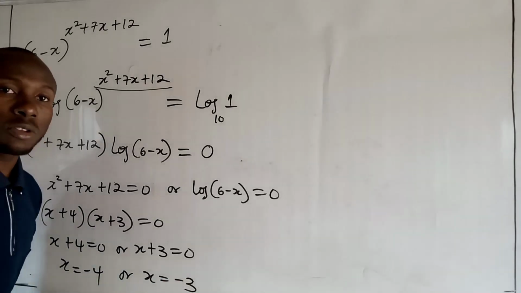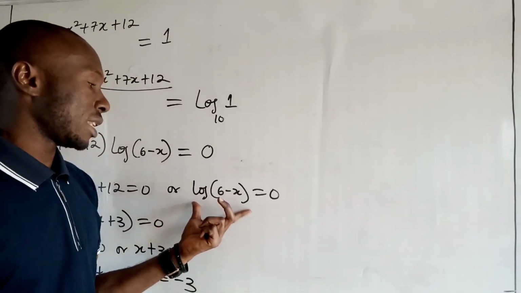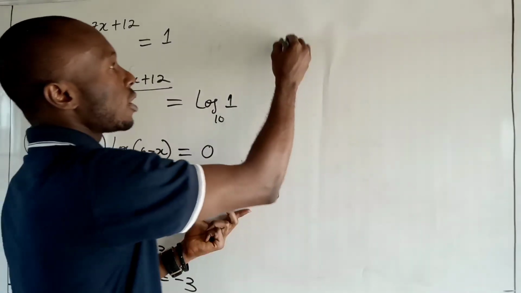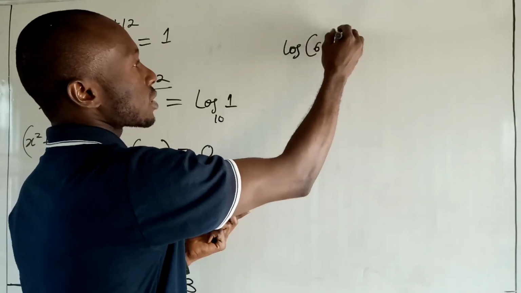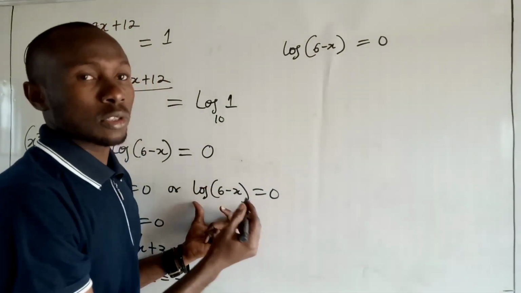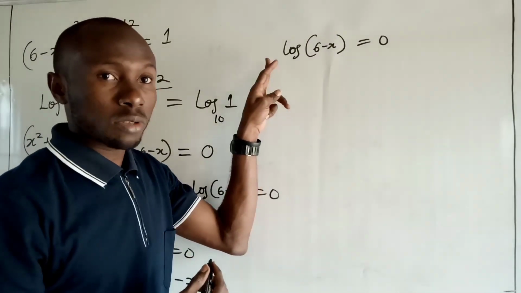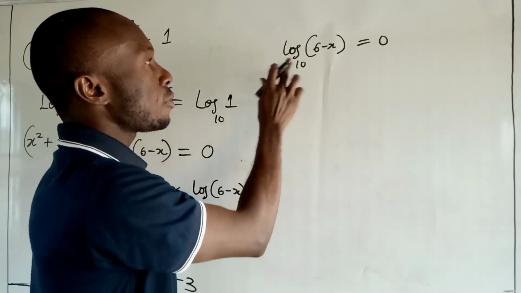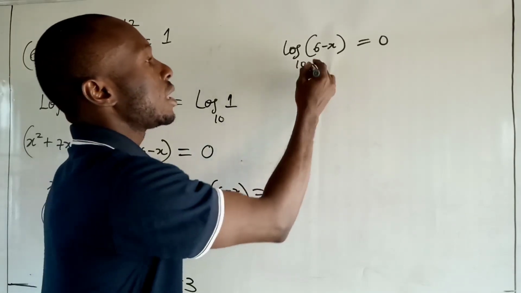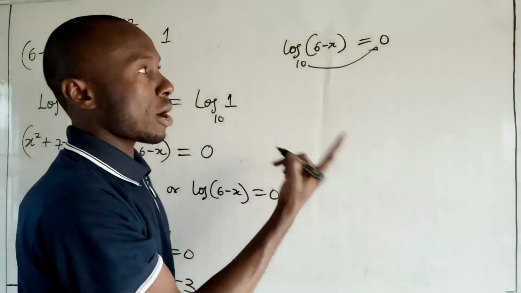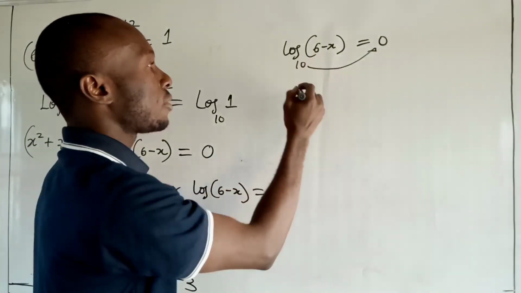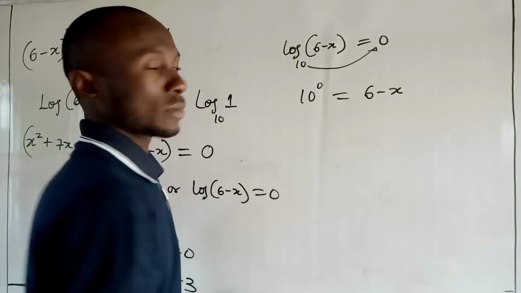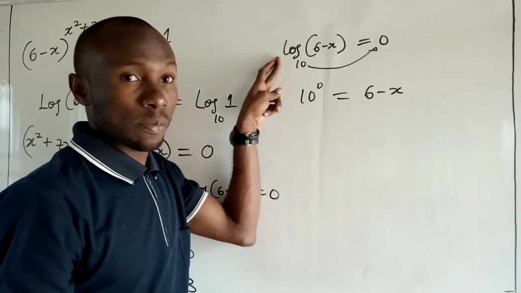So we've gotten two values of x, and now we want to obtain the last value of x for this exponential equation. So I have log (6 minus x) is equal to 0. Of course, when you see a logarithm without any base, that logarithm is automatically in base 10. So to remove this logarithmic operation, 10 will take 0 as its power, then you equate it to the input. So we have 10 to the power 0 is equal to 6 minus x. That's how to remove the logarithmic operation from here.